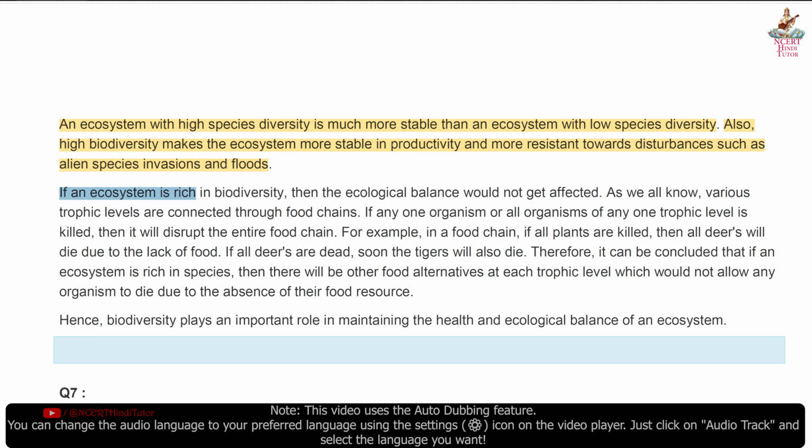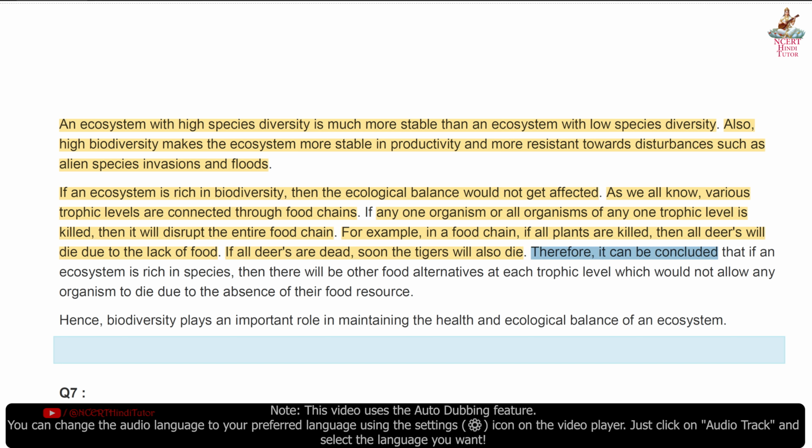If an ecosystem is rich in biodiversity, then the ecological balance would not get affected. As we all know, various trophic levels are connected through food chains. If any one organism or all organisms of any one trophic level is killed, then it will disrupt the entire food chain. For example, in a food chain, if all plants are killed, then all deers will die due to the lack of food. If all deers are dead, soon the tigers will also die.